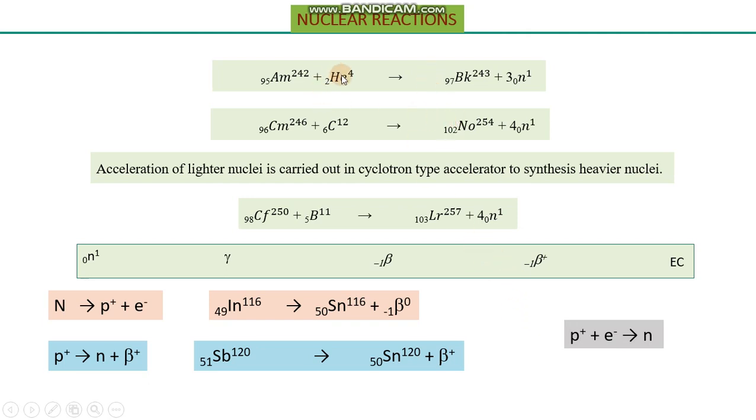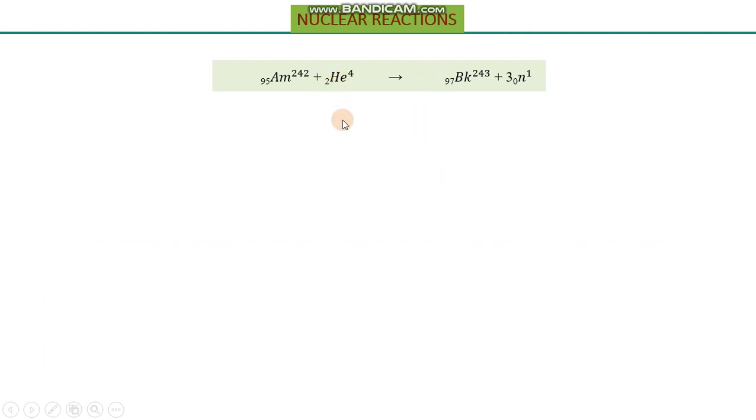Welcome back, students. Let's discuss some more nuclear reactions. In this reaction, americium is used as the target nucleus, while the bombarding nuclei are helium nuclei, which in nuclear reactions we call alpha rays. So whenever americium is bombarded by alpha rays, what happens?